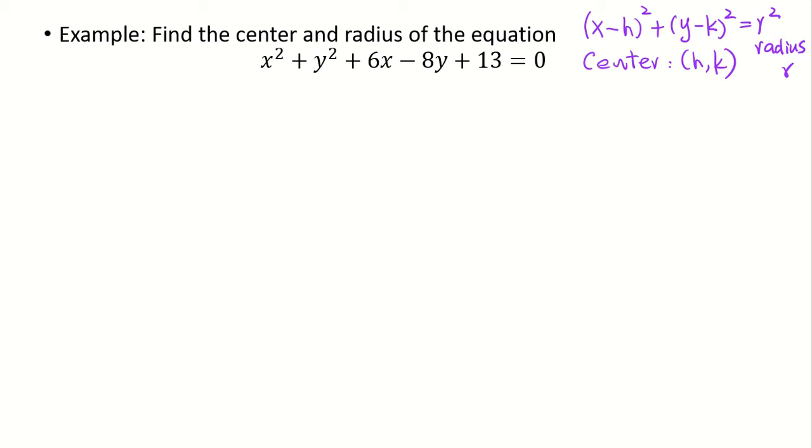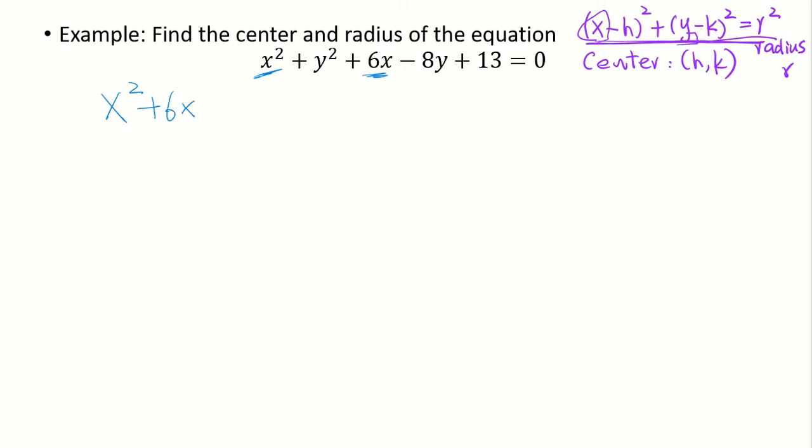Okay, so our first step is to turn this equation into the standard form. That means we need to complete the square on x and complete the square on y. So first I want to put all the x terms together. The x terms over here are this term and this term. So put them together, I have x squared plus 6x.